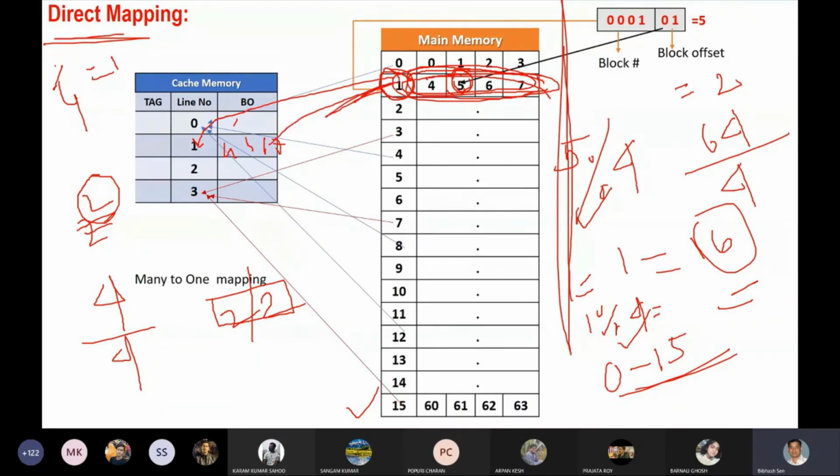That's 4, 5, 6, 7. Even though my requirement is 5, there is a chance to get 6 also.